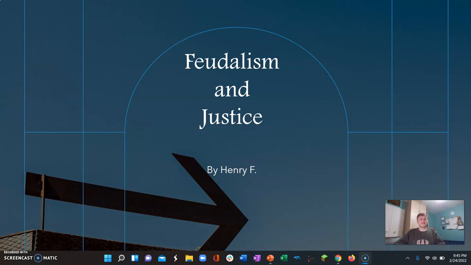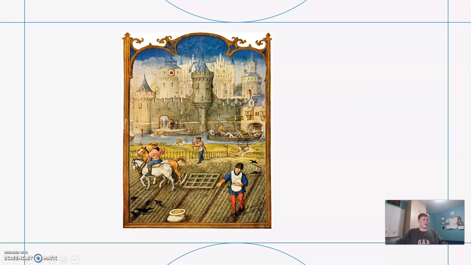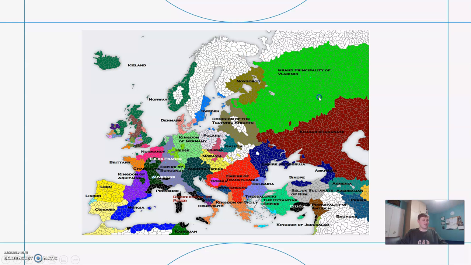Feudalism and justice. Feudalism was a social system in medieval Europe. The system arose from the Roman Empire.